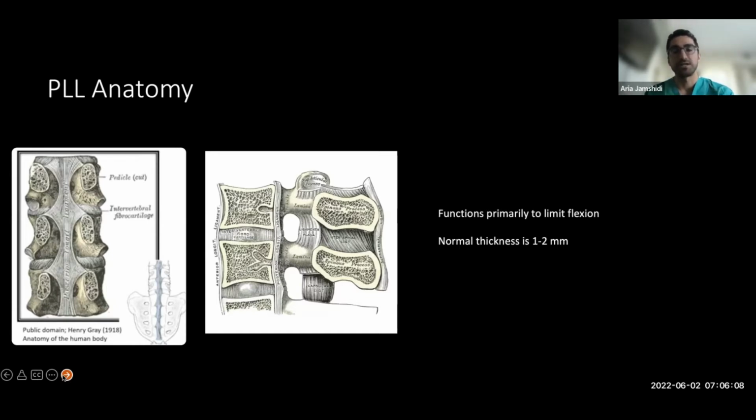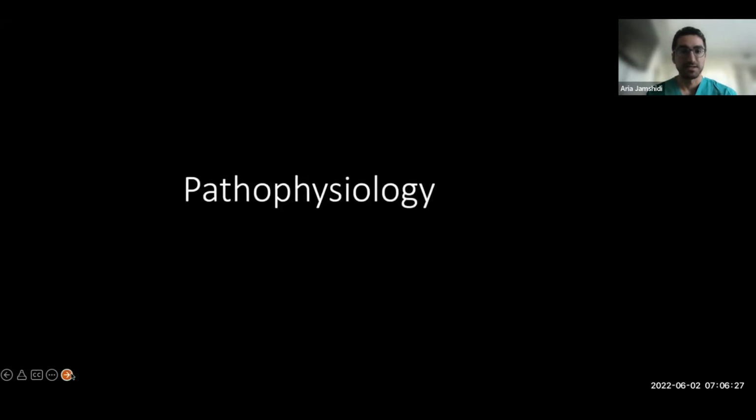primarily to limit flexion, and its normal thickness is typically only 1 to 2 millimeters. And here you can see a nice anatomical diagram showing the PLL. These are the superficial fibers running across multiple vertebral levels, and then you again have deep fibers that run in between the intervertebral discs themselves.